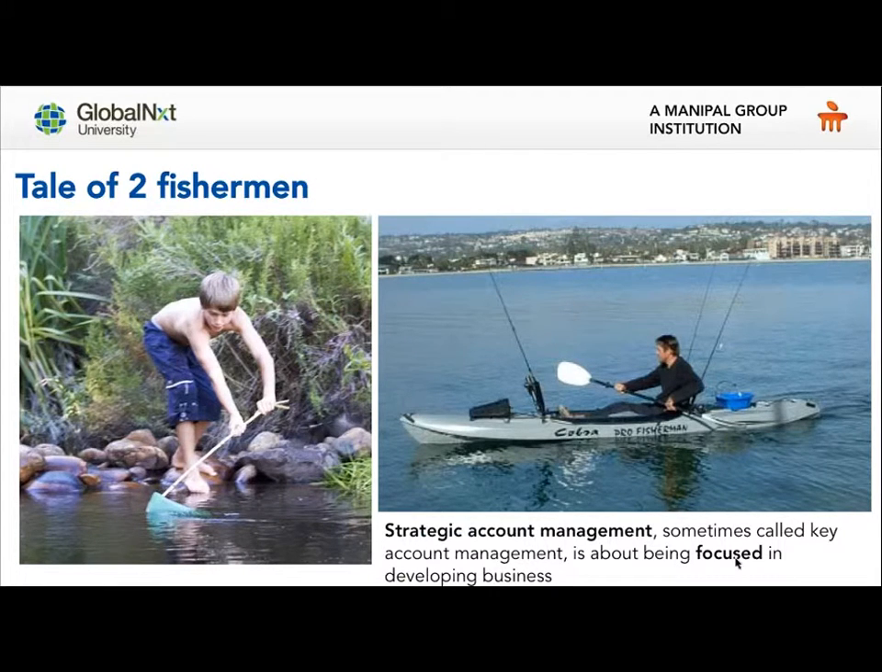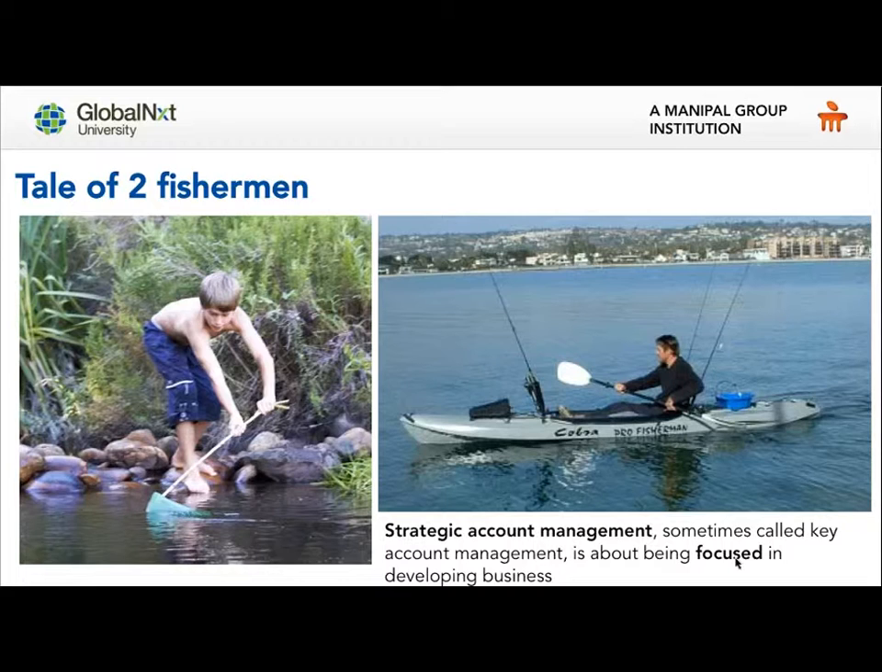The guy, number two, who's taking that much more methodical approach, is going to be a lot more effective in his fishing outcomes. That's an interesting analogy for business development, because it's really how strategic account management came about. With strategic account management, you focus on the accounts that matter, and you work on those accounts in a rigorous, directed, purposeful way, and you'll get better outcomes from a business development perspective.